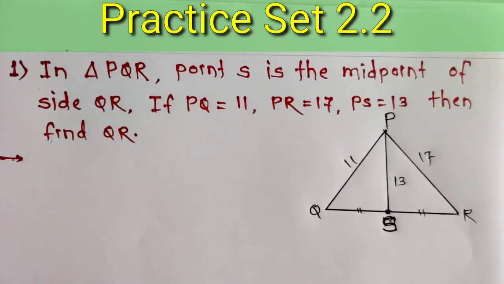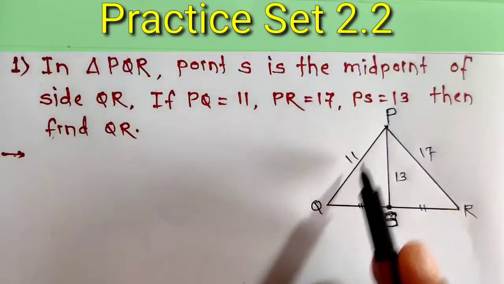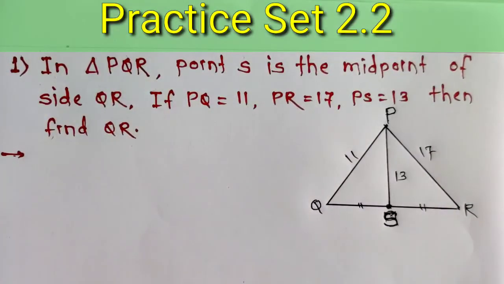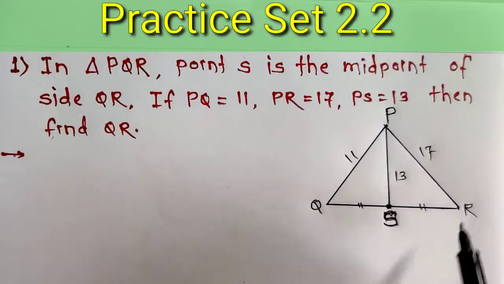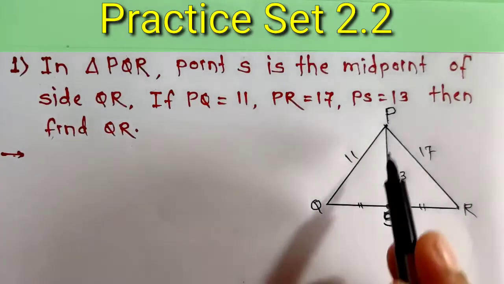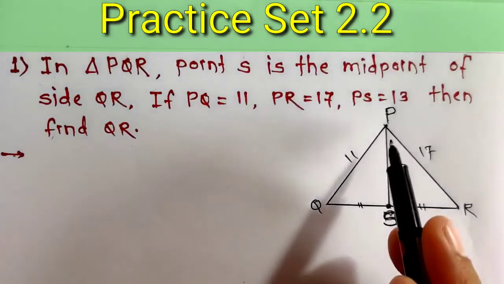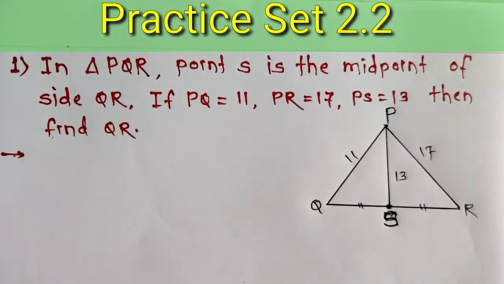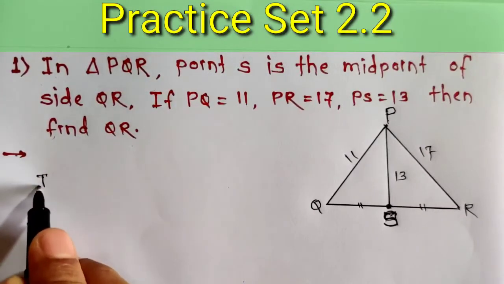In the first example, what is given? In triangle PQR. So first draw triangle PQR. S is the midpoint of side QR. That means PS is the median. PQ is 11, PR is 17 and PS is 13. Then find QR. Whenever the median is given, then we have to use that Apollonius principle. So how to write the answer?